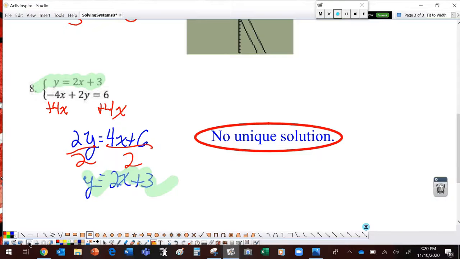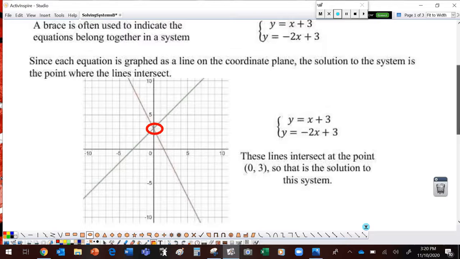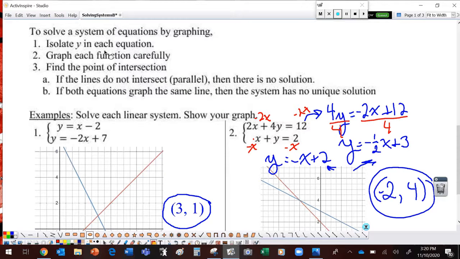So, if we want to solve a system of equations by graphing, the first thing that we need to do is get y by itself in each equation. Graph each function very carefully, best to use a graphing calculator, and find the point of intersection for those two lines. Where those lines intersect, that's your solution. If those lines do not intersect, then they're parallel, and there is no solution. If both equations graph the exact same line, then the system has no unique solution, and that is our answer.